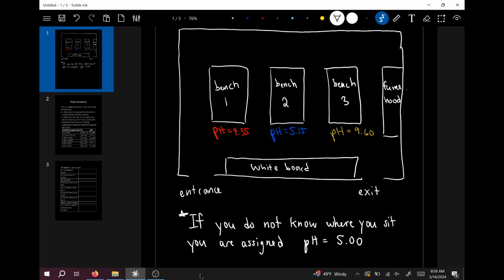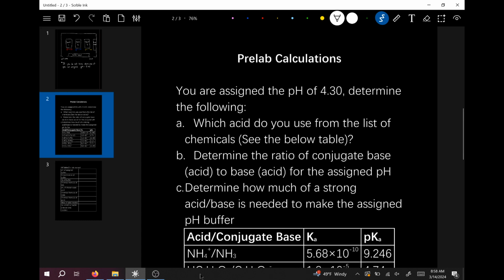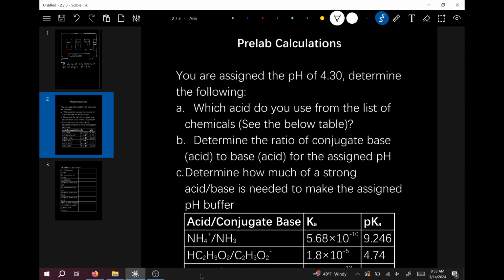All right. So what I'm going to do for the next, probably, it's going to take me like 30 minutes to go through all the calculations. I'm going to talk about where you can find the blank file for this discussion point here. And I'm going to run through the calculation for a pH that's assigned a 4.30.